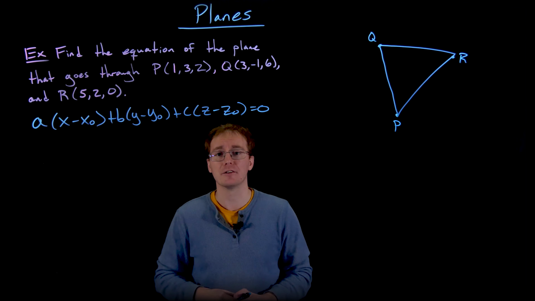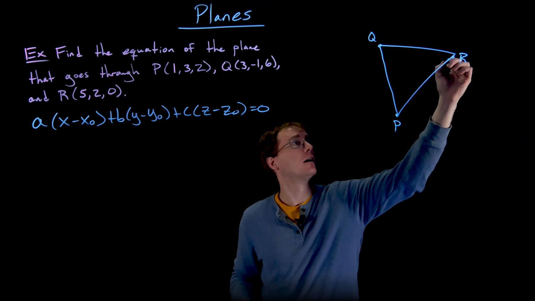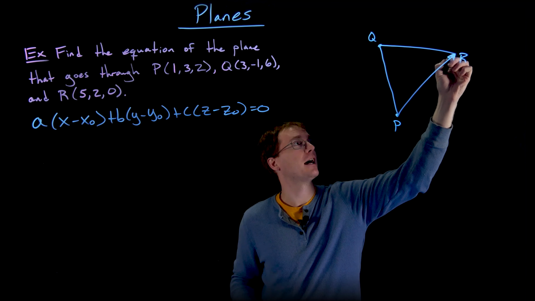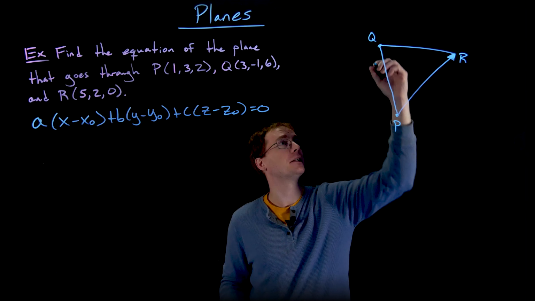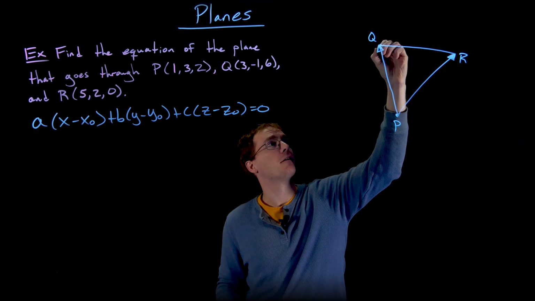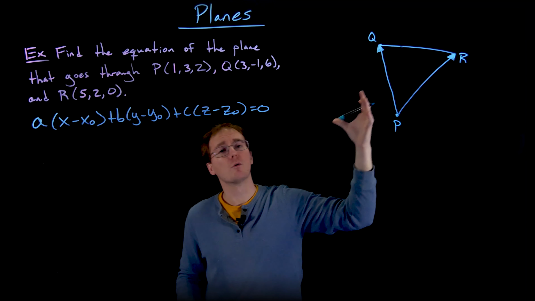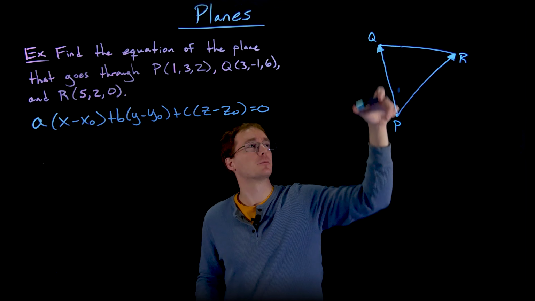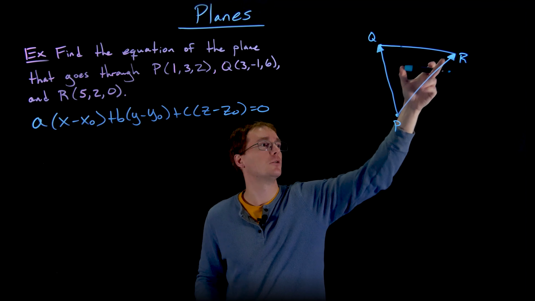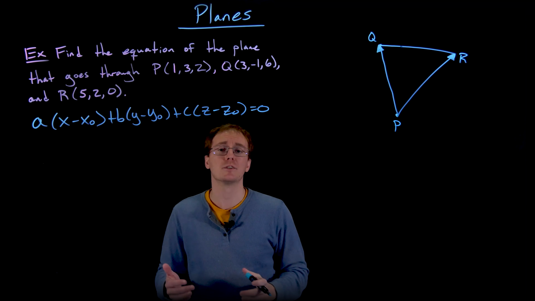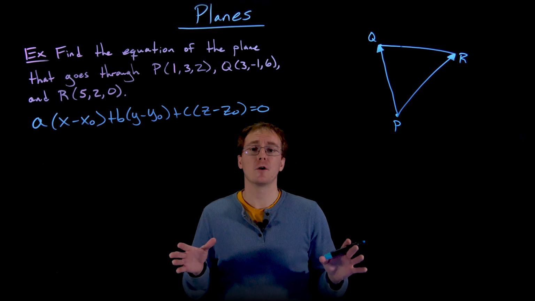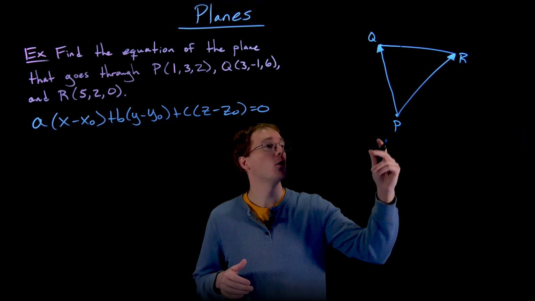And the way we go about doing that is by taking these points and finding the vectors that go from one point to the other. So we could do the vector from P to R and the vector from P to Q, or we could do the vector from Q to R and from Q to P, or from R to Q and from R to P. Any combination here is going to give us the same result in the end once all the dust clears.